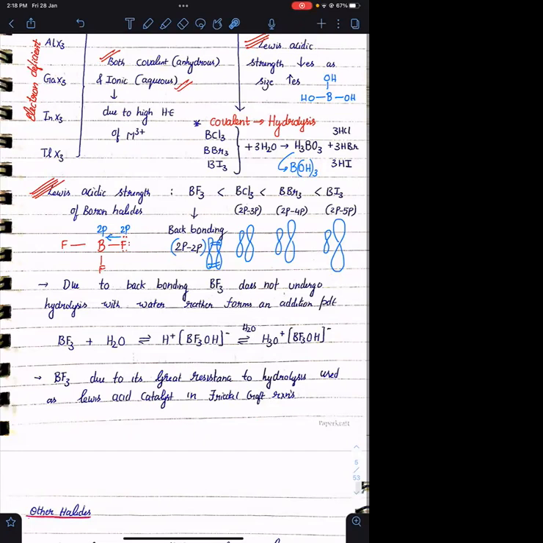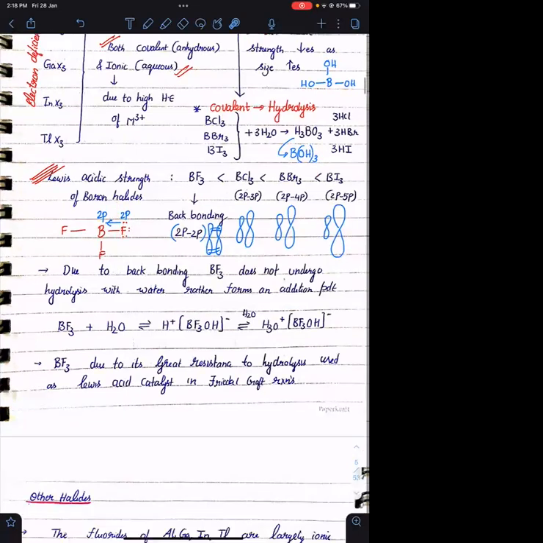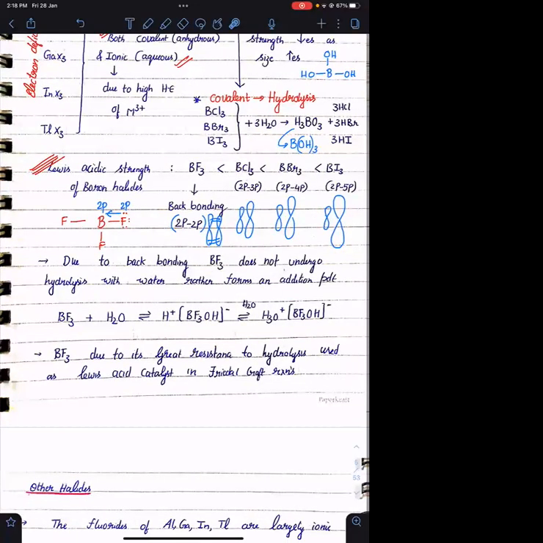अगर water break किया तो you can form this H3BO3 or B(OH)3. This bond being strong, it is not breaking. Okay, so with water, it does not undergo hydrolysis, rather forms an addition product. Addition product मतलब यहाँ पे ये जो lone pair रहेगा, water के अंदर जो lone pair है, that lone pair will be given into vacant orbital of boron. उन दोनों के बीच में बॉन्ड बन रहे हैं.